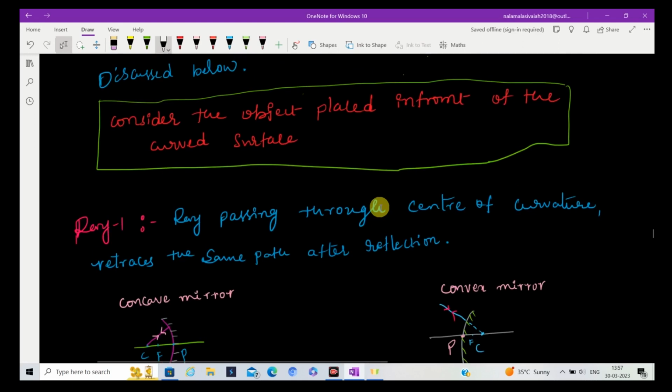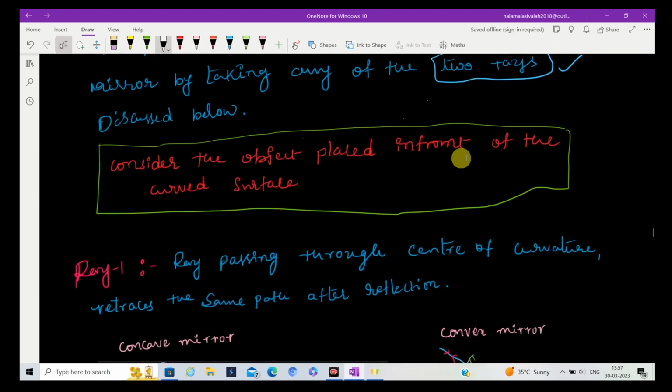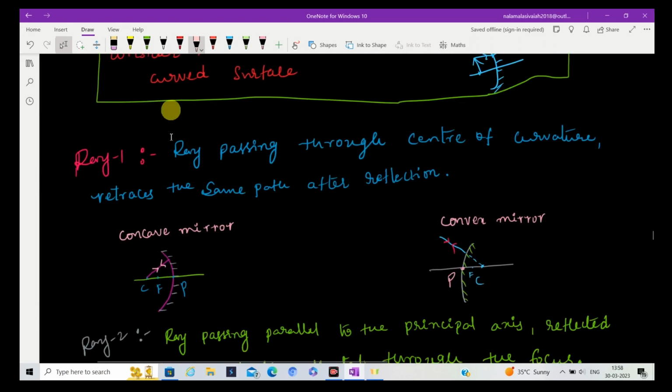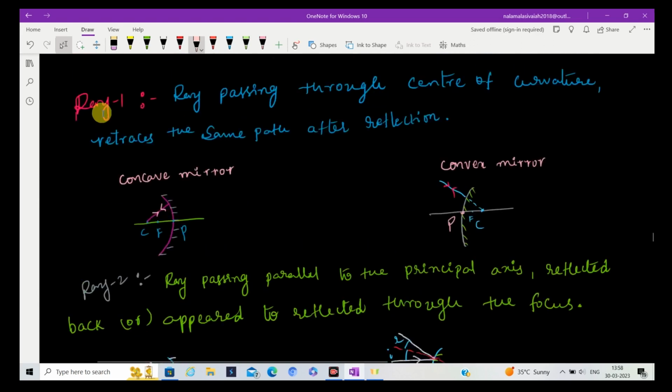Then you can consider the object placed in front of the curved surface. Always we have to consider the object must be placed in front of the curved surface. So we have to place it in front only. Then the light rays will come from this object, like this. First we can see ray 1.